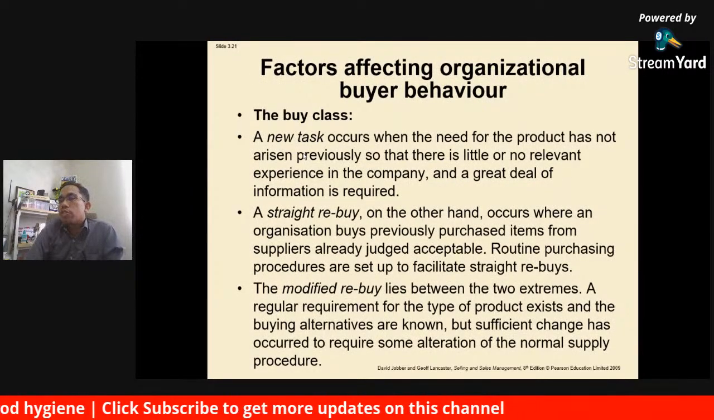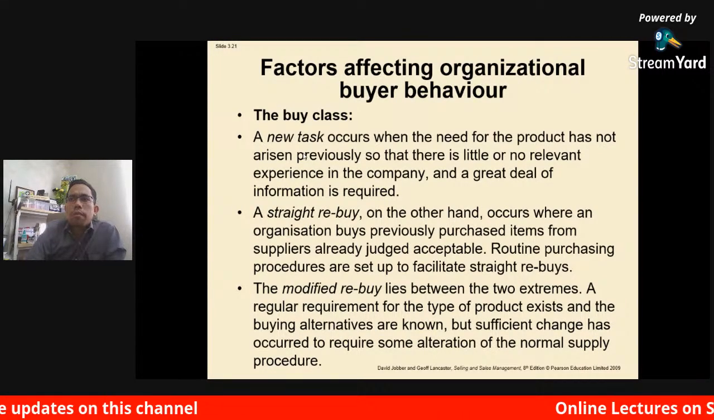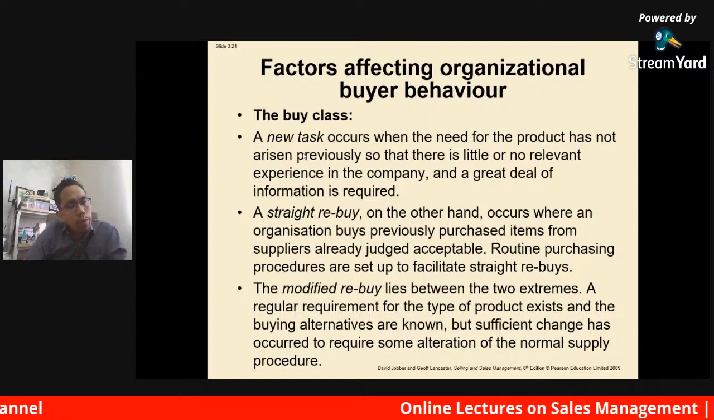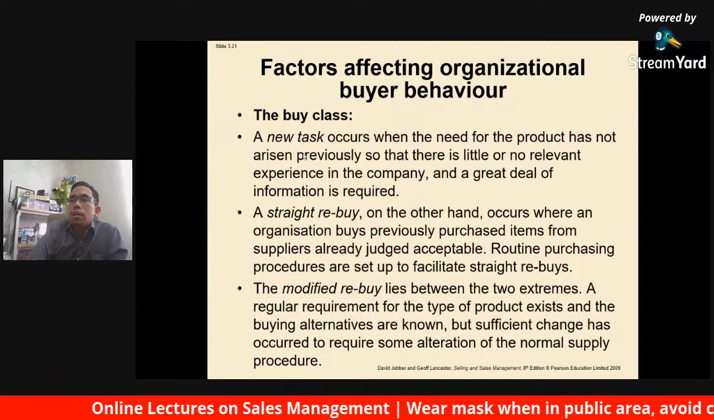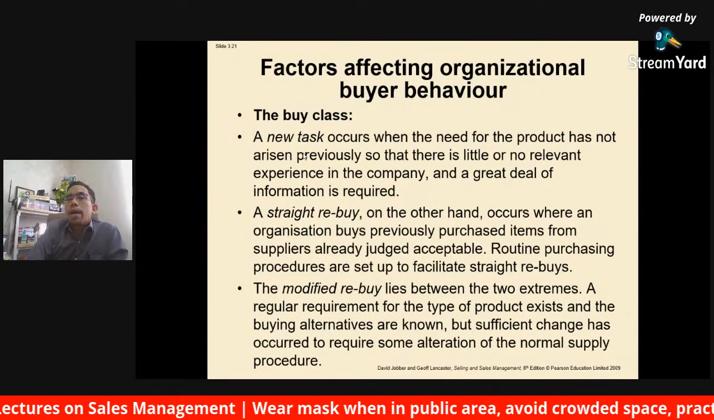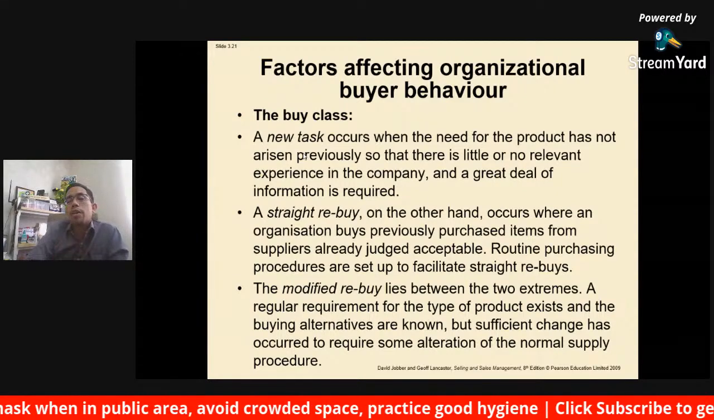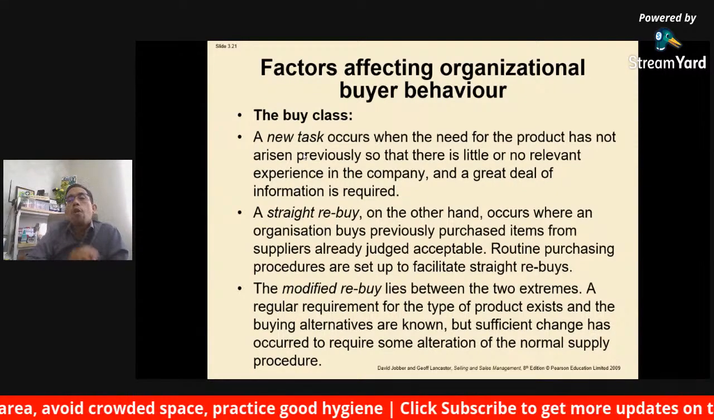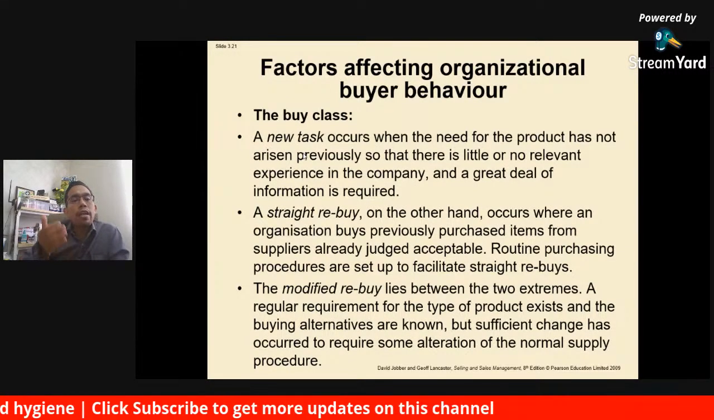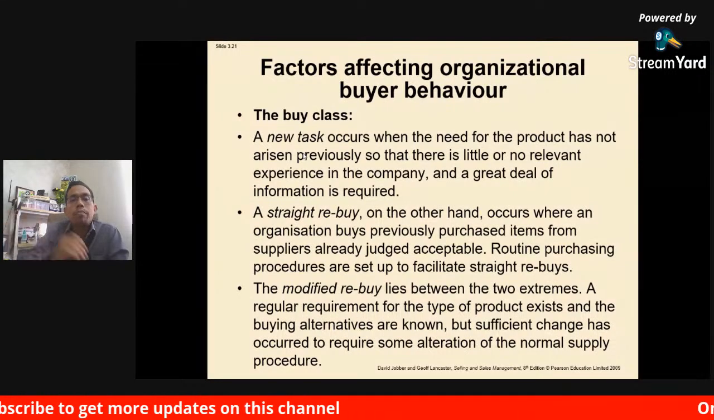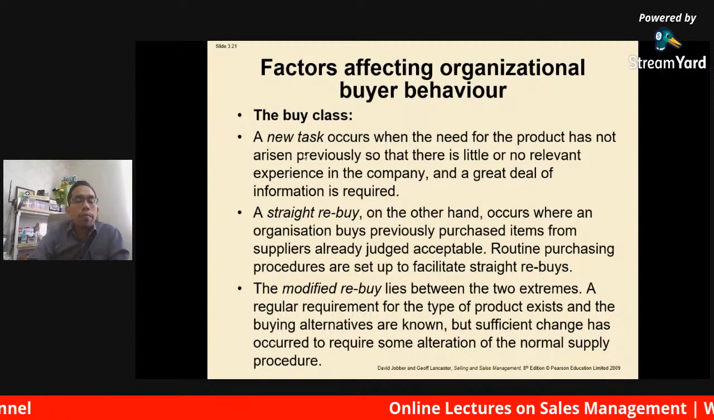Factors affecting organizational buyer behavior. What are the factors? We talked already about end consumer major factors. Right now we talk about the organizational buyer. The buy class, either the process is considered as new task, straight rebuy, or modified rebuy. What is a new task? This is the first time the business is involved in buying such a product. You never had a routine order for this kind of product.